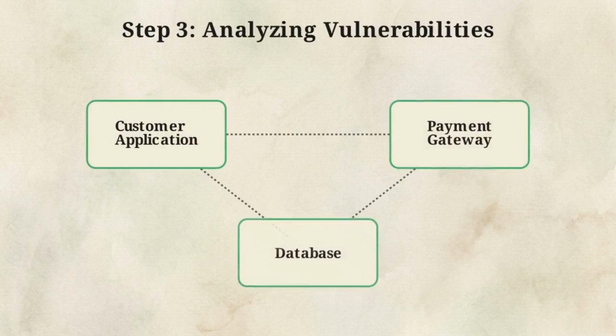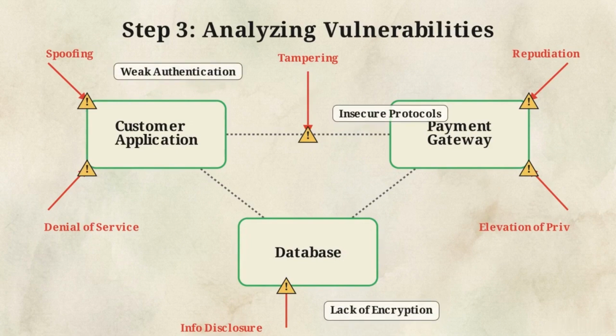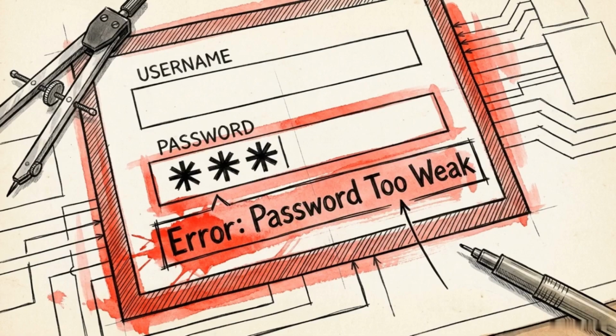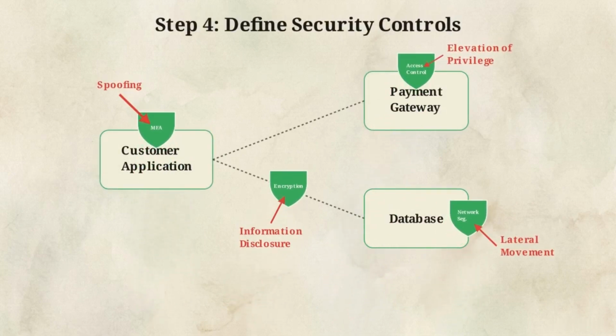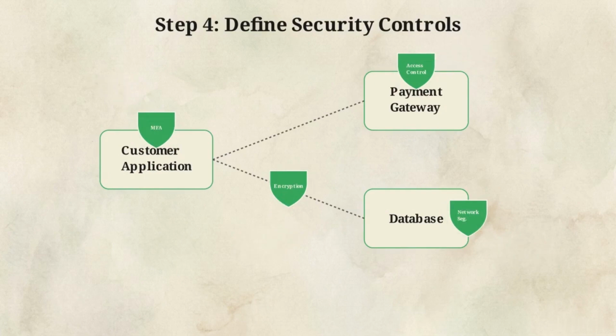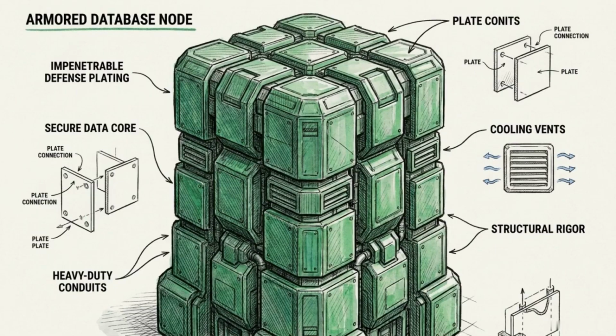Step 3 is analyzing vulnerabilities. We now connect our theoretical STRIDE threats to specific weaknesses in our architecture. For example, the threat of spoofing, or account takeover, connects directly to the vulnerability of weak user passwords. This leads directly to Step 4, define security controls. We ask how we can physically stop this specific attack path. We mitigate the weak password vulnerability by requiring multi-factor authentication. To stop the information disclosure threat at the database, we mandate data encryption at rest and strict API security protocols.